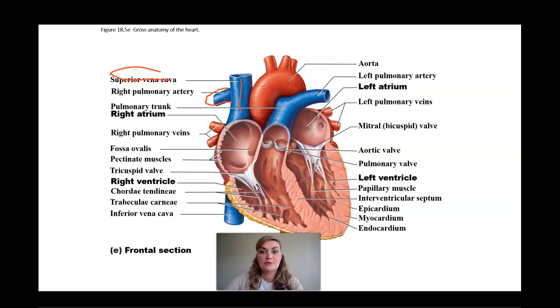Next, you have the pulmonary trunk, which is going to be this section here. It kind of goes up like a T and then splits off. It's going to have the right pulmonary artery going to the right lung. The left pulmonary artery is going to go to the left lung.